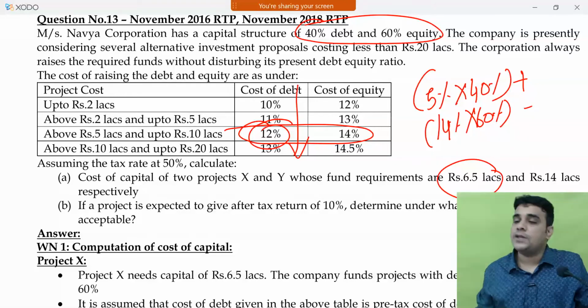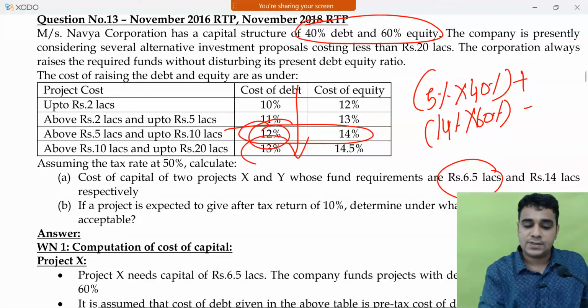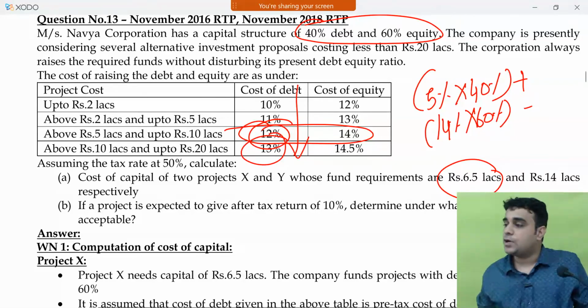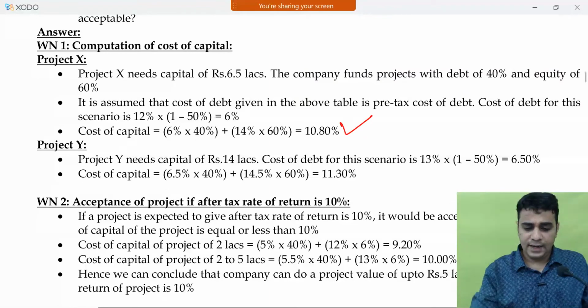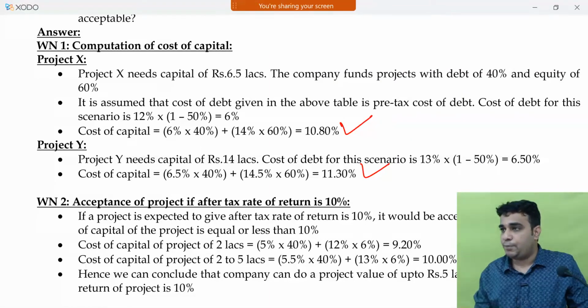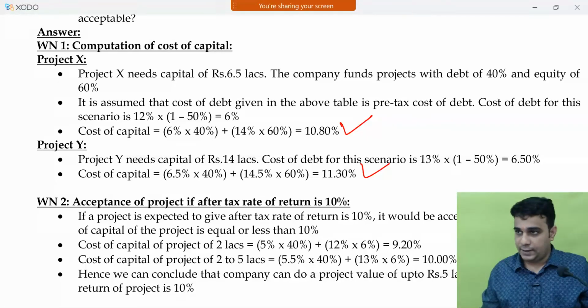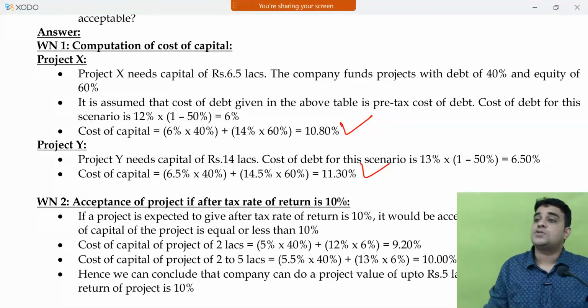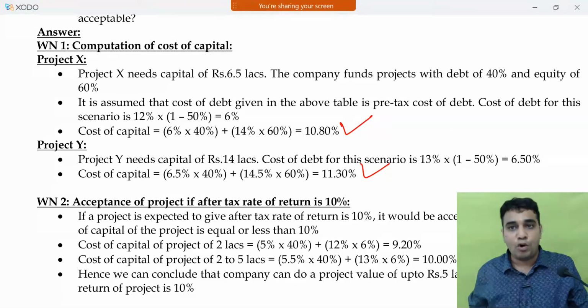If you are doing a project worth 14 lakh, cost of debt is 13 into 1 minus tax rate, cost of equity is 14.5. That gives 10.8% and 11.3%. 10.8 and 11.3 are the two costs of capital if you are planning to do a project worth 6.5 lakh and 14 lakh. As you increase the quantum of the project, the cost of capital goes up. The reason for that is people believe it is riskier.